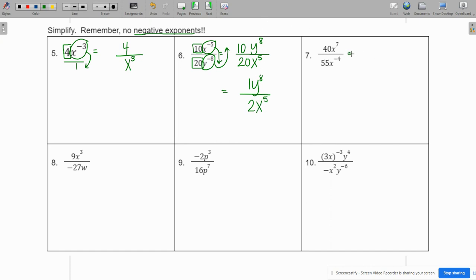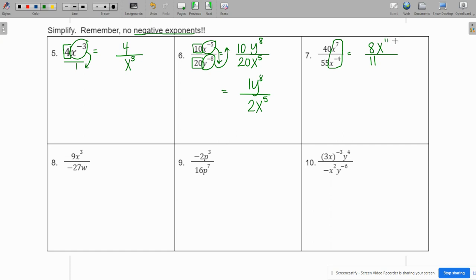Looking at number 7, again, I just try to move things that need to be moved first, but you can also use the rule. So I'm going to show you both ways in this instance. So one way is if I'm using the rule, I'm just going to jump to my coefficients and think 40 over 55, how does that simplify? Well, they're each divisible by 5. So 40 divided by 5 is 8, and 55 divided by 5 is 11. And then if I use my rule, x to the 7th divided by x to the negative 4th, I could do 7 minus negative 4 and get x to the 11th power.